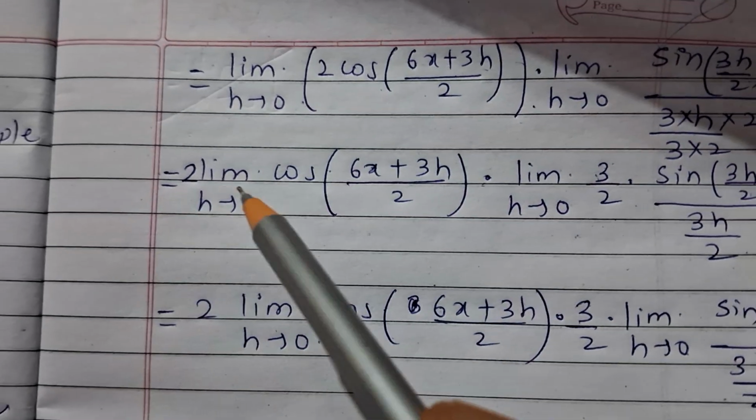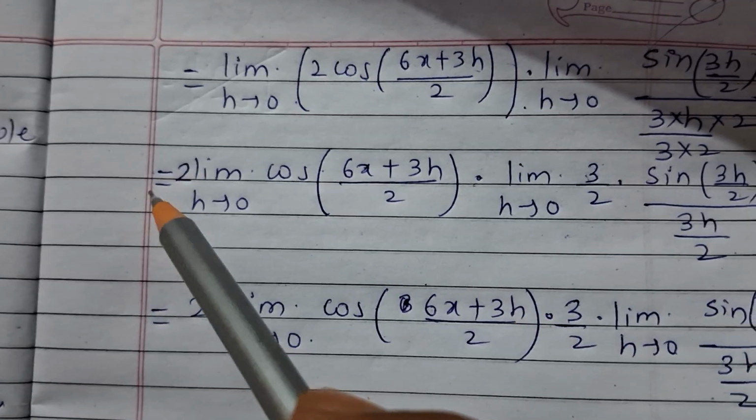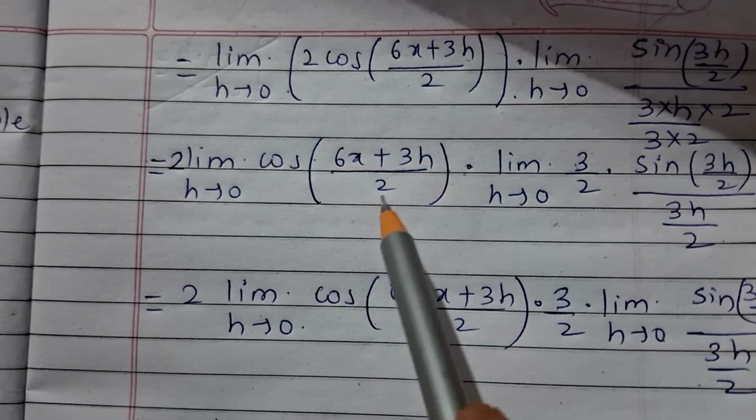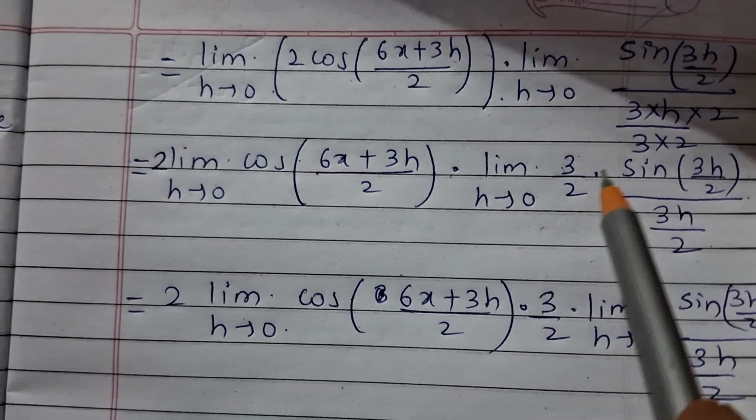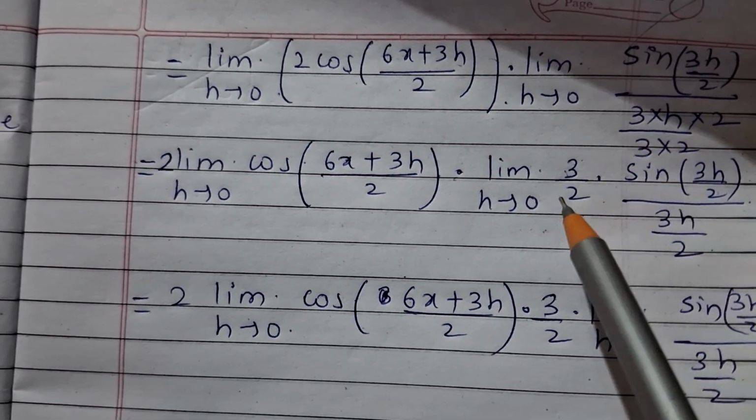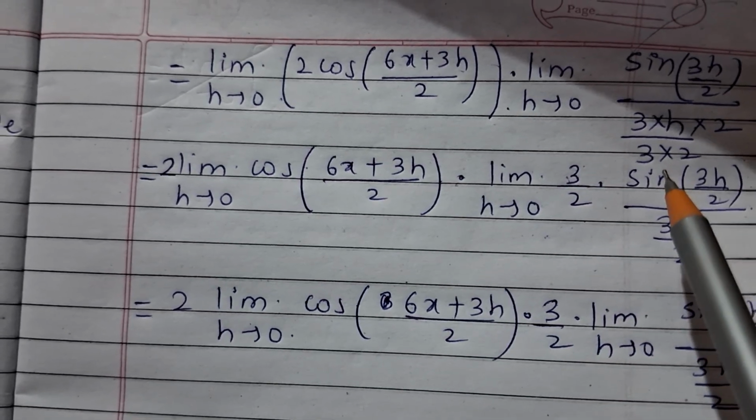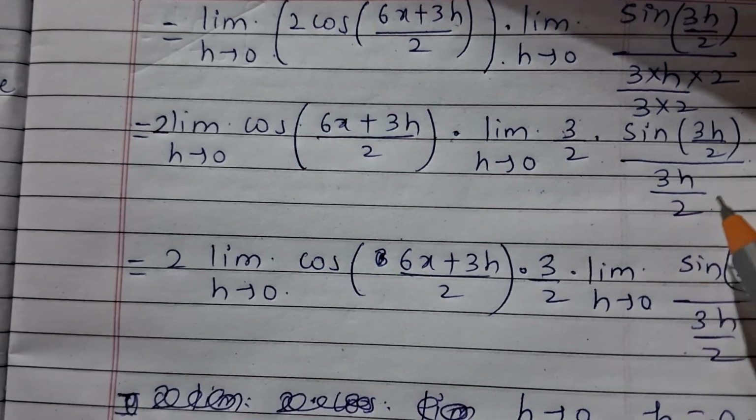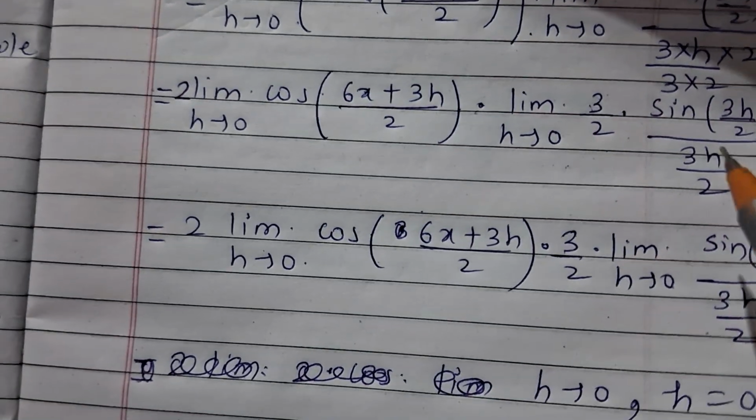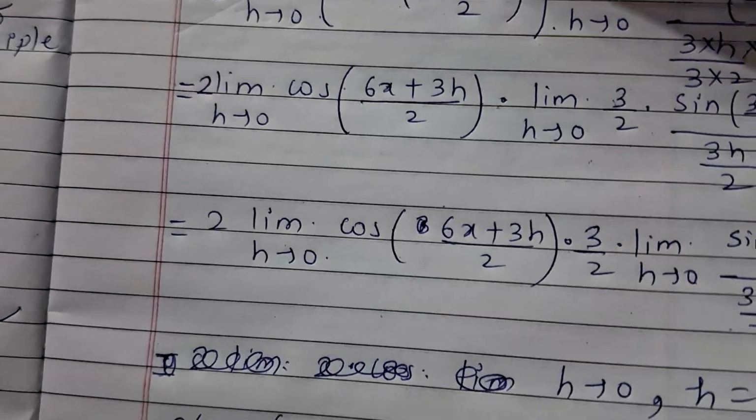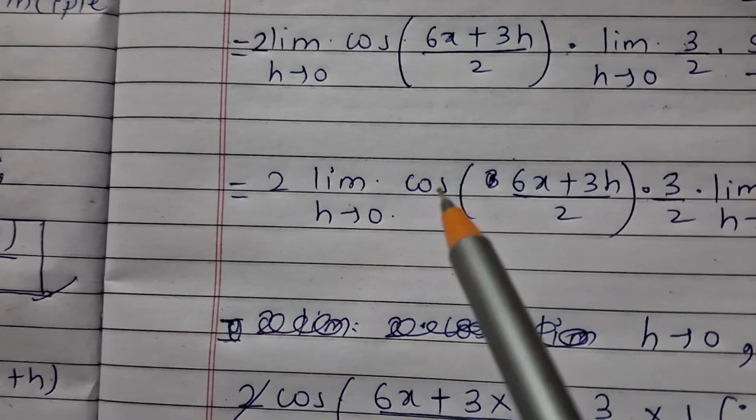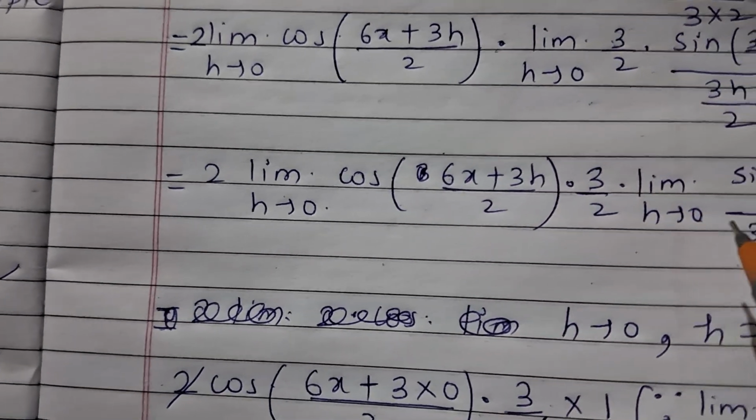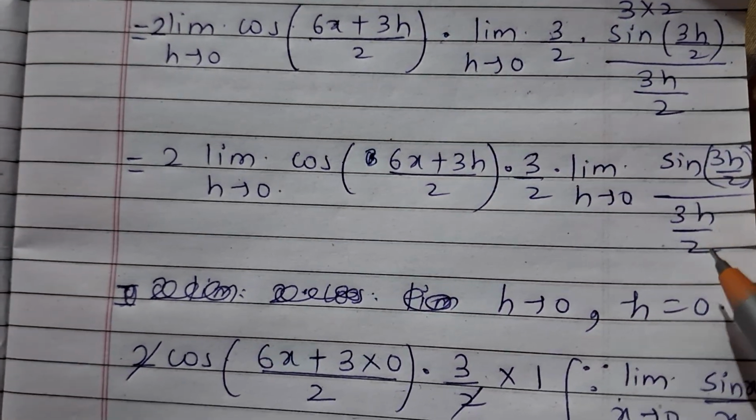So we can write 2, because this constant term we have taken outside, so it's 2 times limit h tends to 0 of cos((6x + 3h)/2), dot limit h tends to 0, with 3 upon 2 going upside, of sin(3h/2) upon 3h/2. You know how this comes, because limit of sin x by x is equal to 1.